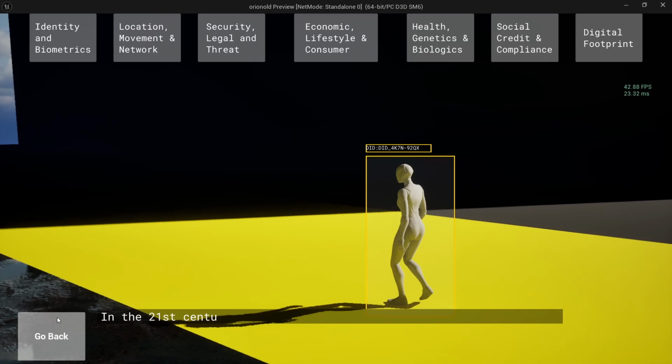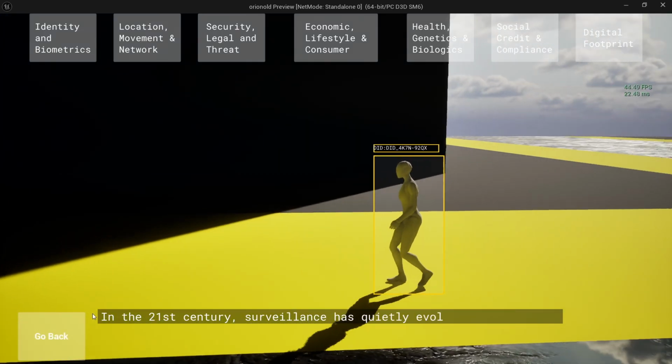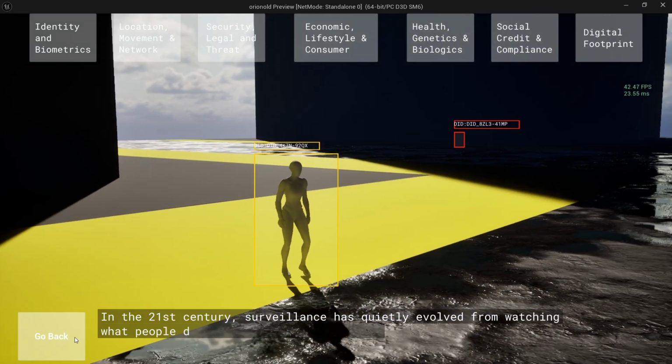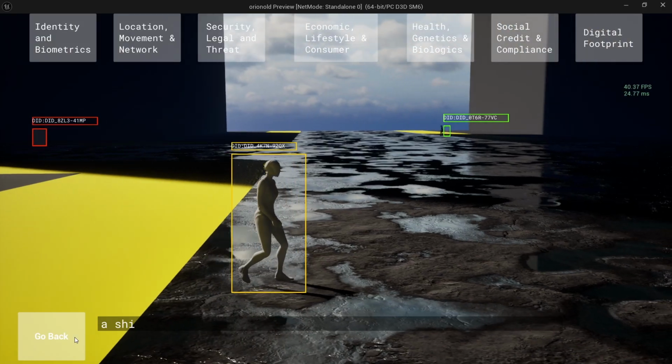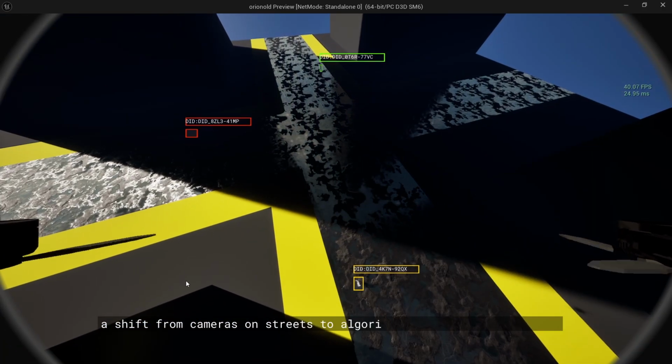In the 21st century, surveillance has quietly evolved from watching what people do to predicting who they are. A shift from cameras on streets to algorithms in every transaction. The most unsettling part isn't the visibility itself, but how normal it has started to feel.